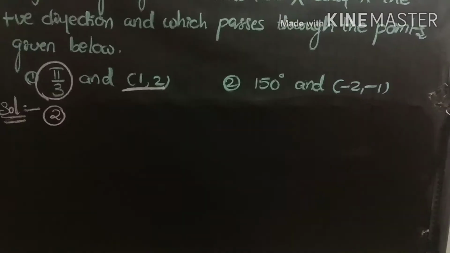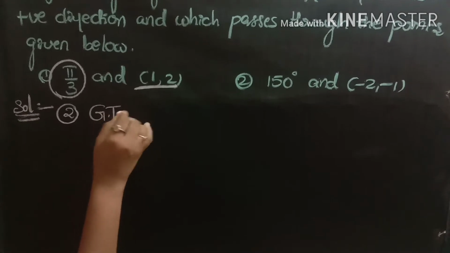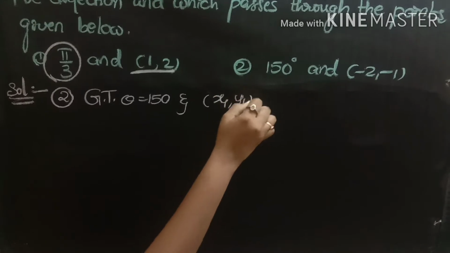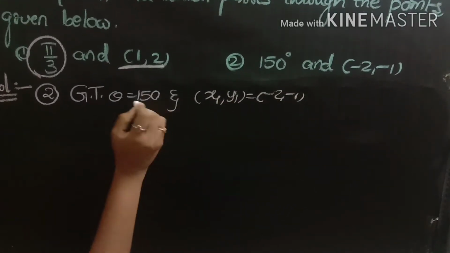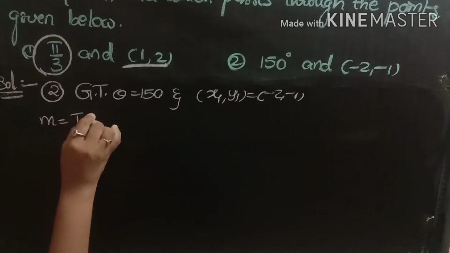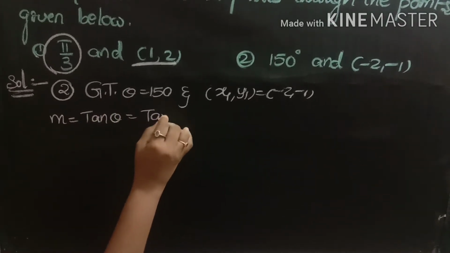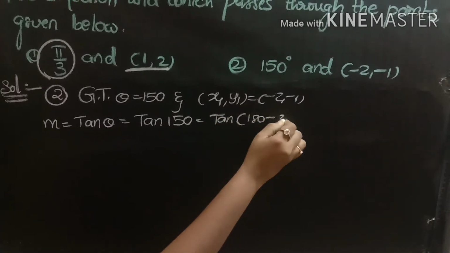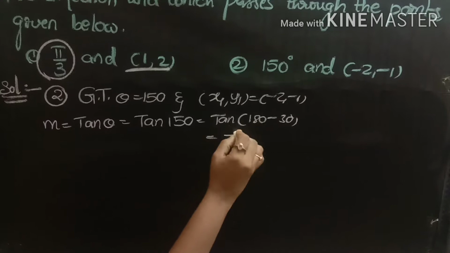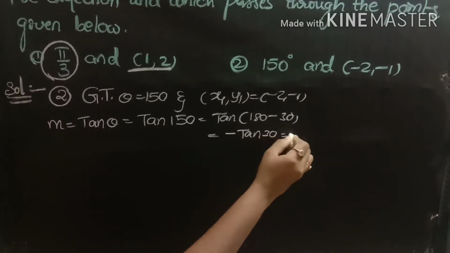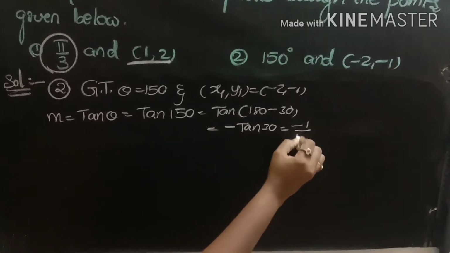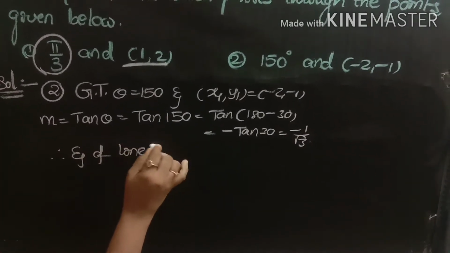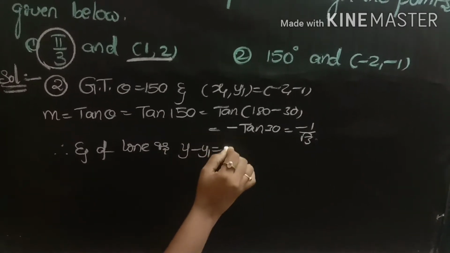That's all. So in the second sum, given that theta is equal to 150 degrees and the given point (x1, y1) is equal to (minus 2, minus 1). Now from the theta value we are finding the slope value, that is m is equal to tan theta and theta is equal to 150. This is tan 150, and 150 can be written as 180 minus 30. Tan of 180 minus theta is minus tan theta in the second quadrant, that is minus tan 30, and tan 30 value is 1 by root 3. Therefore the equation of line is y minus y1 is equal to m into x minus x1.